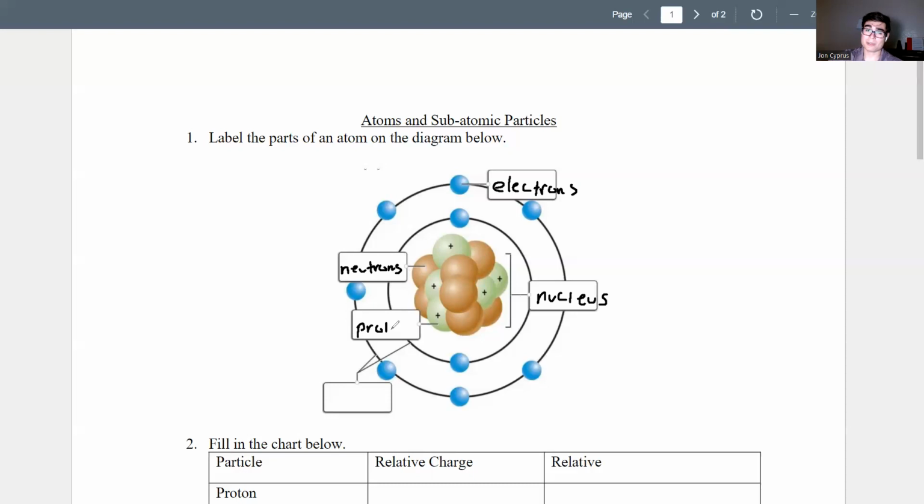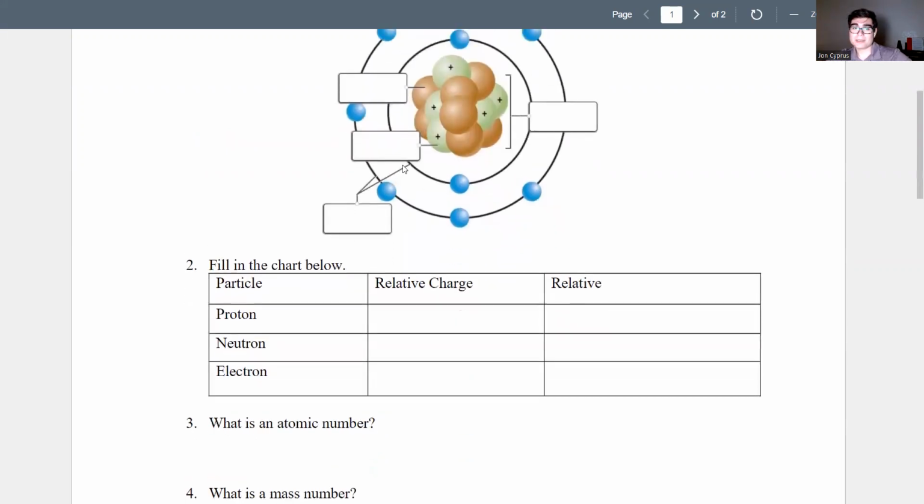So neutron for neutral, right? Kind of in the name a little. Protons are positive. Electrons are negative, which I'll talk more about in a second. Things out here are called orbitals, where these electrons orbit around the nucleus of the atom, hence the name orbital. All right, so going to 2, it says fill in the chart.